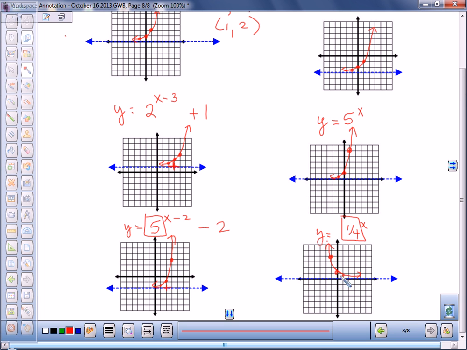And we talked about in class, why do we think it did that? Well, if you look at this base, it's less than 1. This function is decreasing. If you look at this base, it's greater than 1. This function is increasing. So when the base is greater than 1, it's increasing, but when the base is less than 1, it's decreasing.